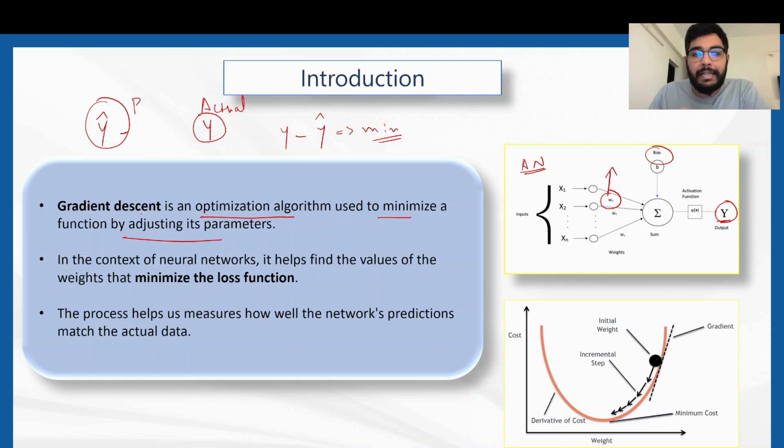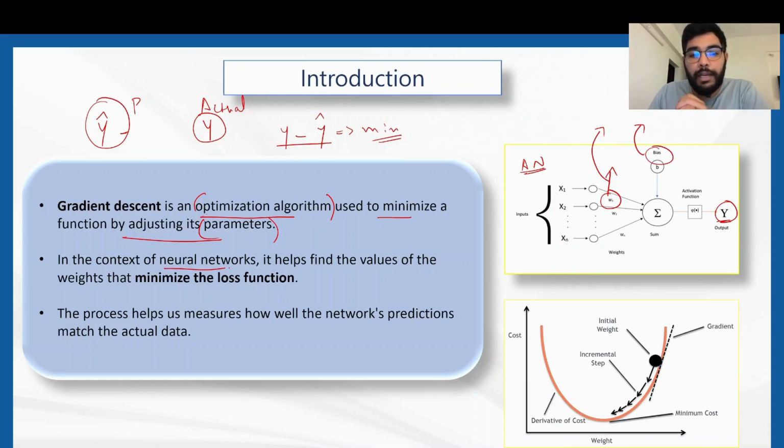So gradient descent is the optimization algorithm to minimize a function. Over here, the function is to minimize the difference between y and y hat, that is the actual value and the predicted value, by adjusting the parameters. What are the parameters that we are interested in? Majorly the weights of the artificial neuron and the bias of the artificial neuron. So this is what is meant by the second statement.